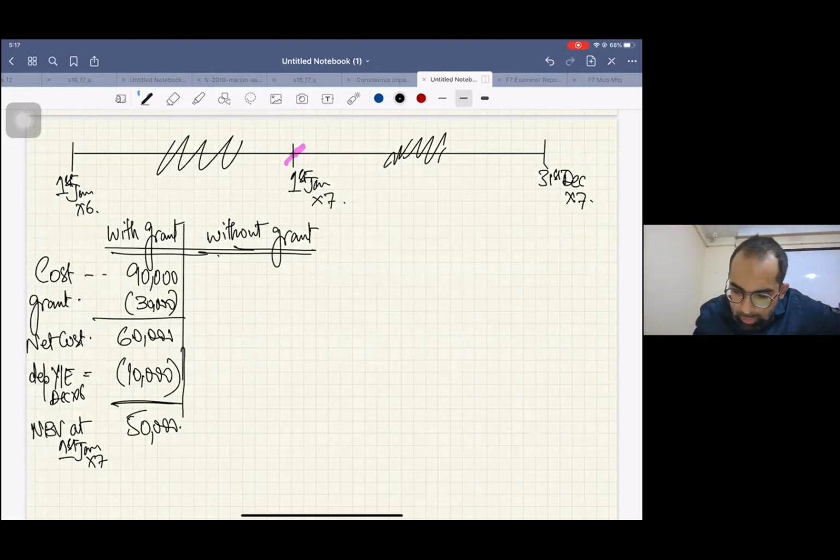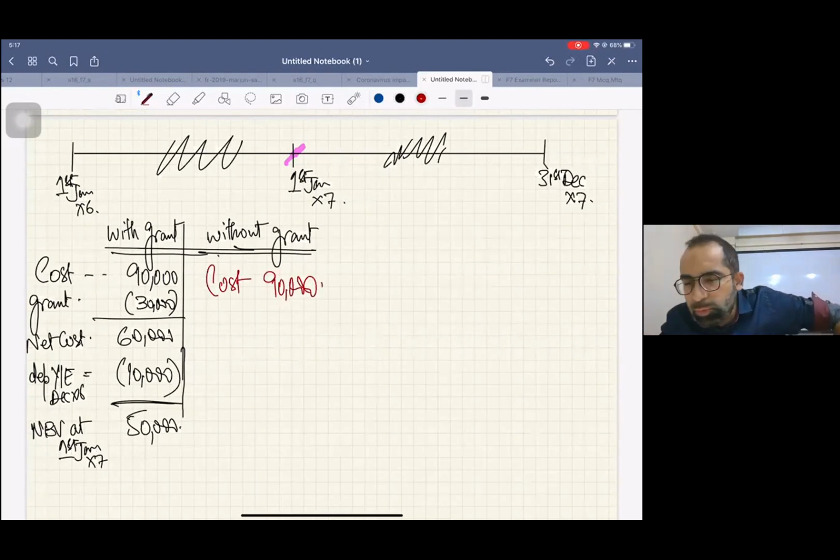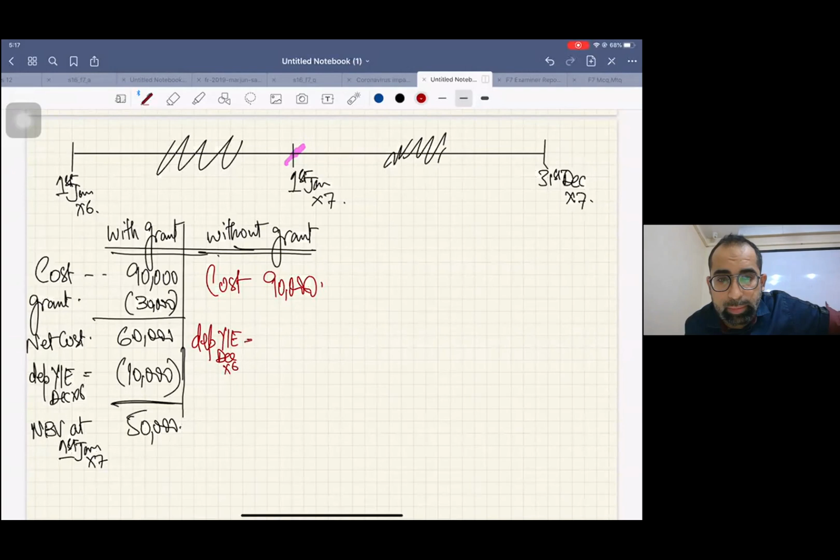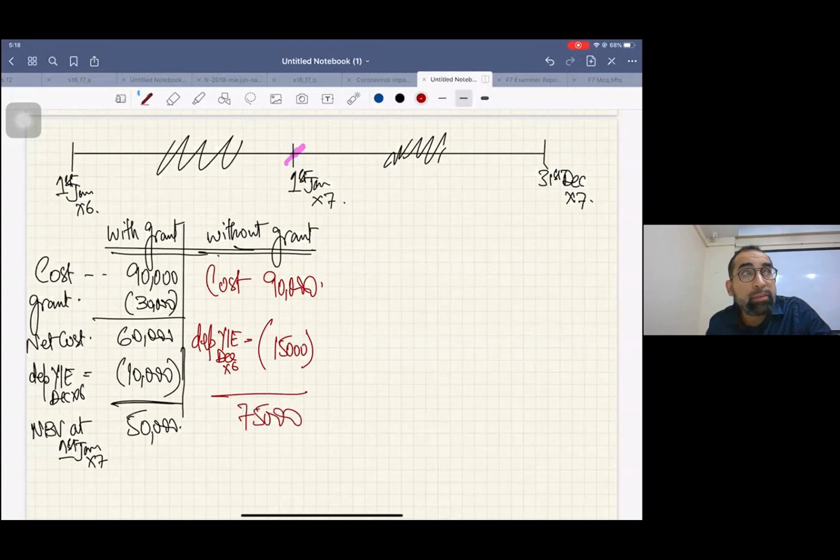Okay. So now let's do it. Let's change the color. Without grant, the cost is 90,000. And if you just forget about the grant, you have to do depreciation. For the year ended December X6, 90,000 divided by 6 is how much? 15. Yes, very good, thank you. 90,000 divided by 6 is 15,000. So you will have an NBV of 75,000.